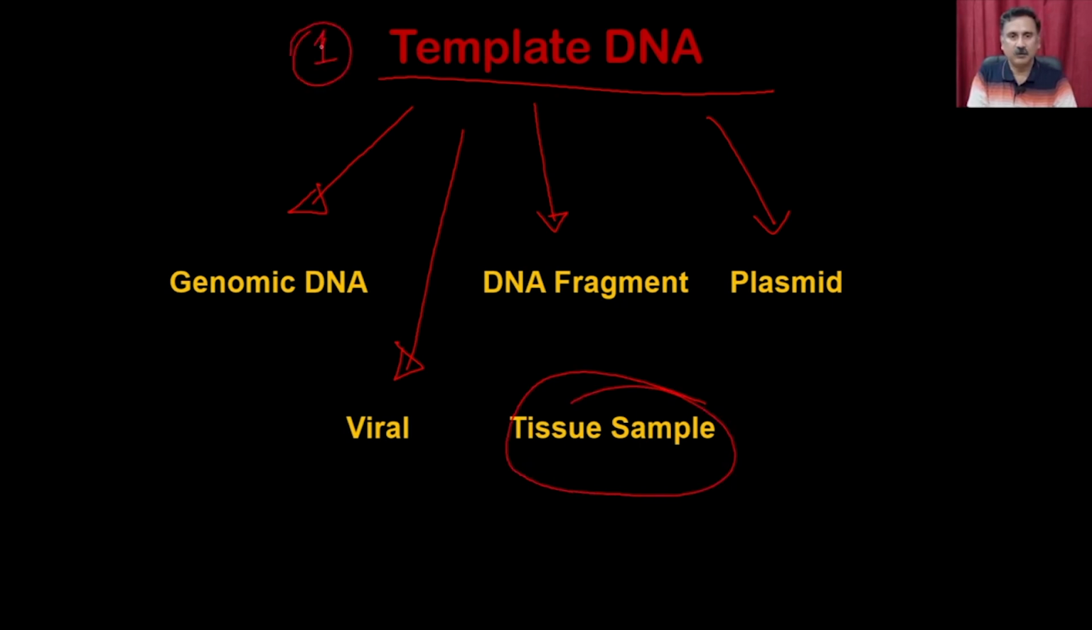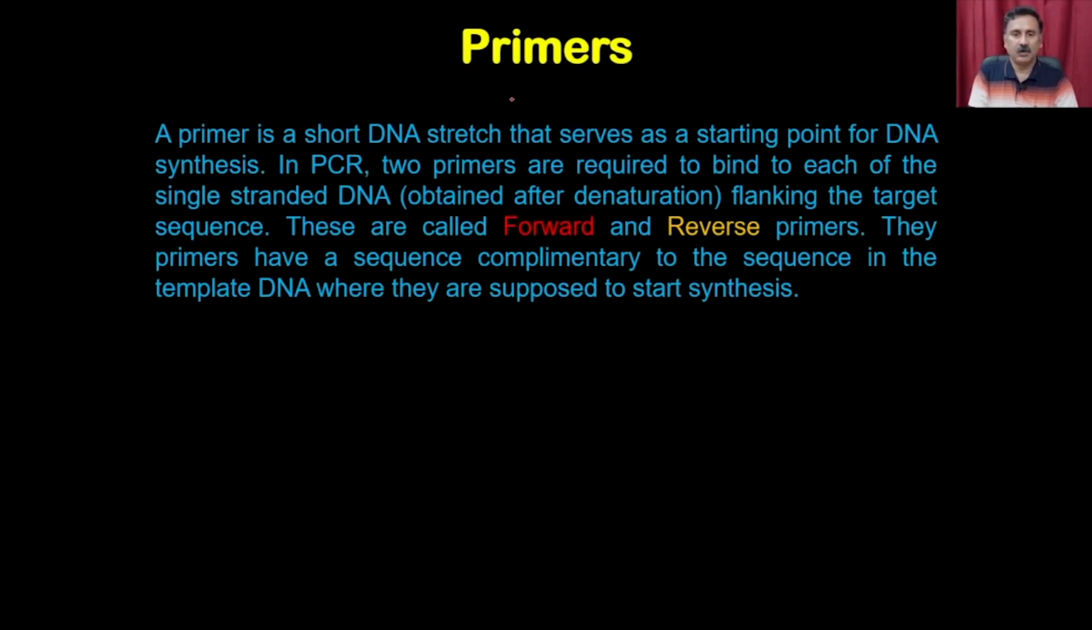So depending on the source, you can choose the amount of template DNA that you require for the reactions. Then you also require the primers. Primers are short DNA stretches that serve as a starting point for DNA synthesis. In the PCR, you require two primers, the forward primer and the reverse primer. And primer designing is very crucial and important for achieving the best results during the PCR.